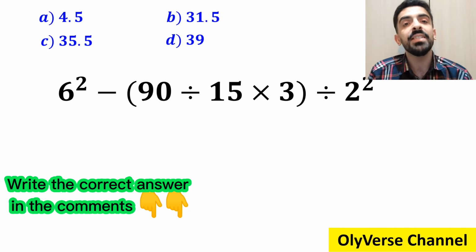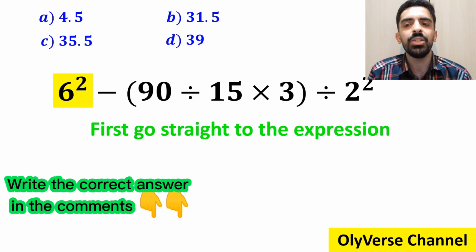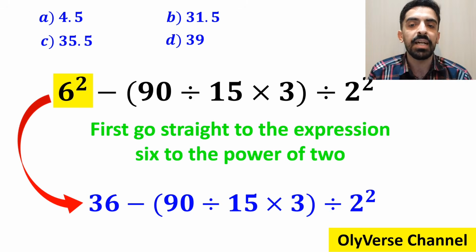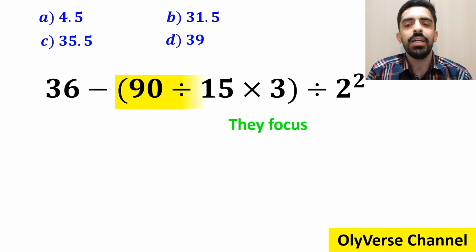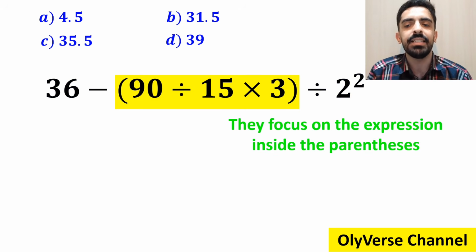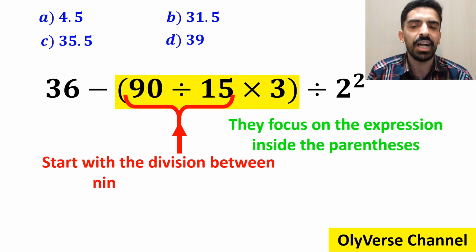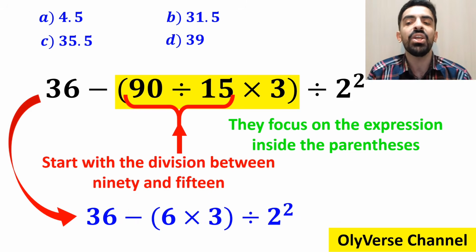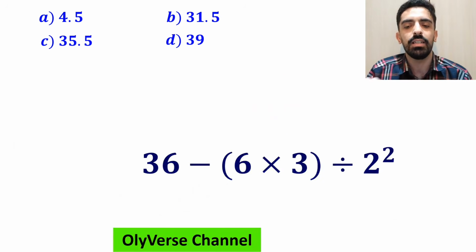Also, some other people when solving this question first go straight to the expression 6 to the power of 2 and simplify to 36 minus 90 divided by 15 times 3 inside the parentheses, then divided by 2 squared. And the next step, they focus on the expression inside the parentheses and solve with the division between 90 and 15. So, they simplify this expression to 36 minus 6 times 3 inside the parentheses, then divided by 2 squared.